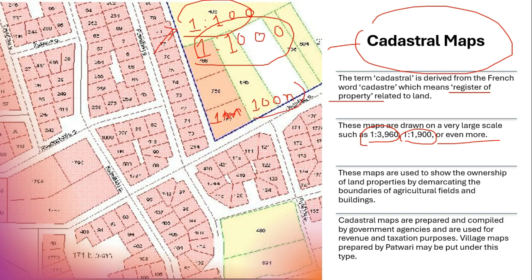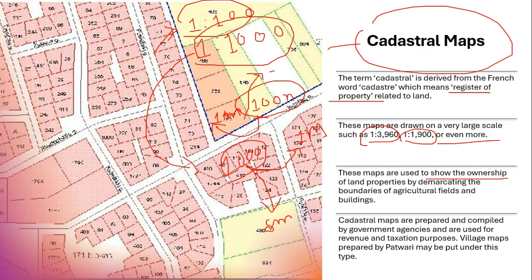So 100 meters on the ground is represented as 1 meter on the map, and in the second scale, 1000 meters on the ground, which is a larger area, is represented as 1 meter on the map. So this represents a larger area. When a large area is represented, it is known as a small scale, and when a small area is represented, it is known as a large scale. And cadastral maps are large scale maps.